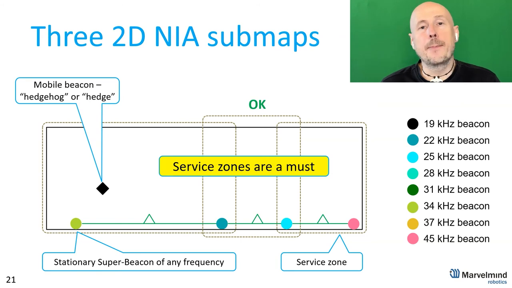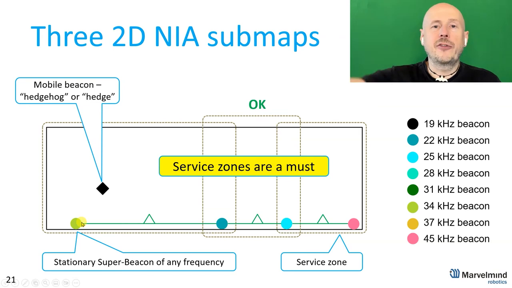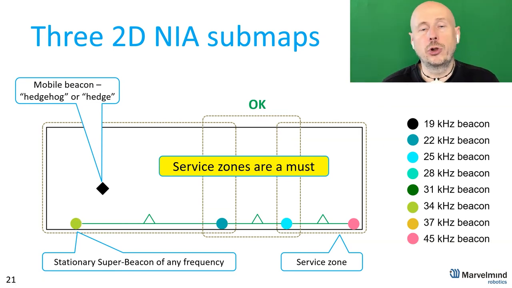Service zones are a must in this case. Why? Now imagine that this is a distance of, whatever, 15 meters. This is a distance of 5 meters. This is a distance of another 5 meters. If you don't define the service zone, each beacon still has a limitation of distance, a default limitation of distance set to 30 meters.